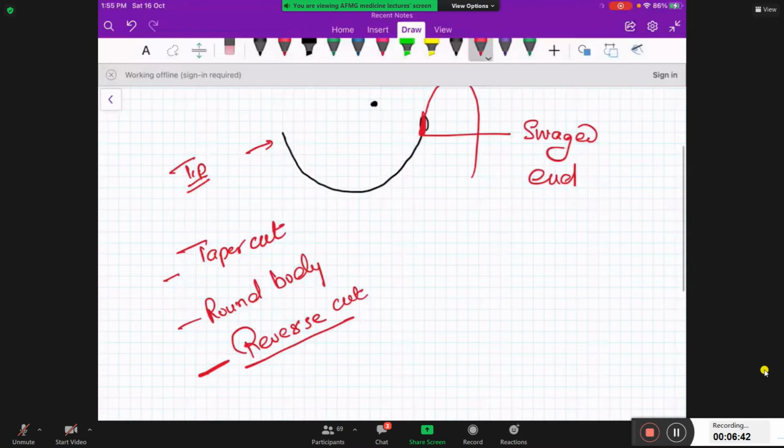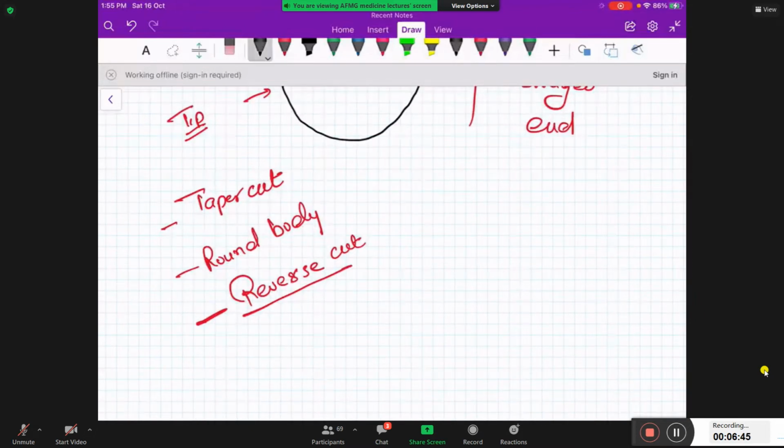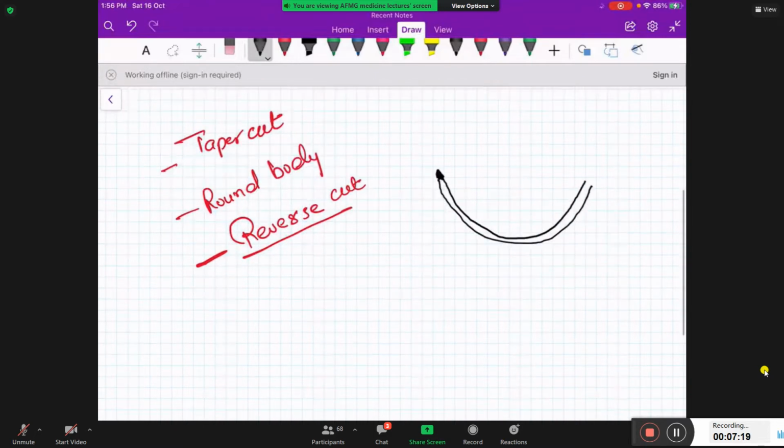Now in a round body needle, as the name suggests, the whole body of the needle you will find is going to be round. The only thing is the tip is going to be pointed like this. The whole rest of the needle will be round, except at the tip there is a pointed end. So when you find a needle with a tip having a pointed end, that kind of needle is called a round body needle.